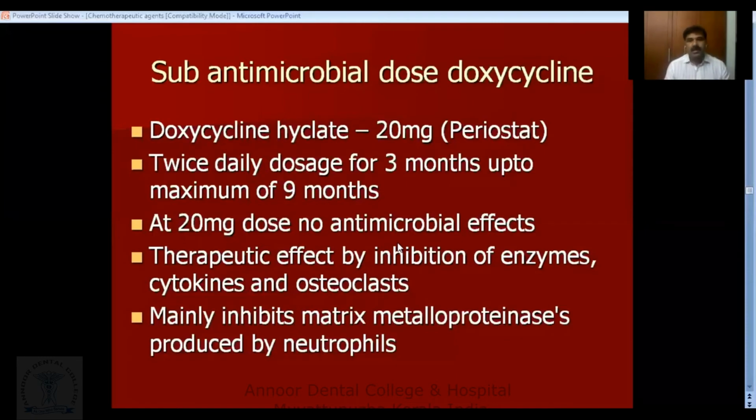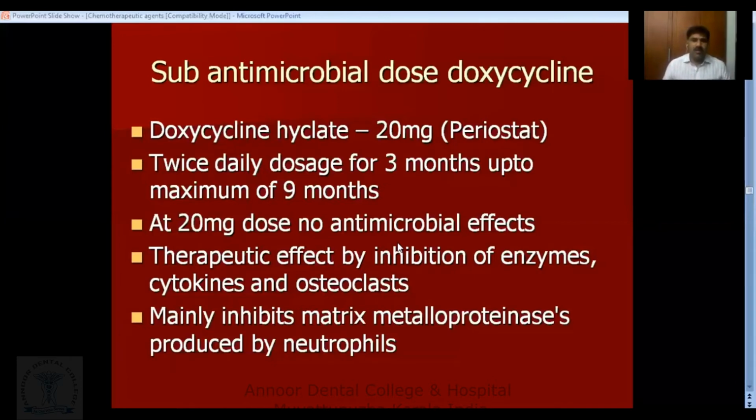Now, at 20 milligram, it does not have any antibiotic effect. The effect it has is that it can inhibit the formation of matrix metalloproteinase. Which matrix metalloproteinase are we talking about? The matrix metalloproteinase that causes major periodontal destruction is MMP-8, matrix metalloproteinase 8, produced by neutrophils. So when you give this doxycycline hyclate 20 milligram, commonly known as Periostat, it will block the matrix metalloproteinase 8 produced by the neutrophil.